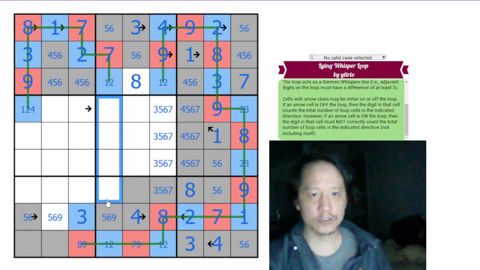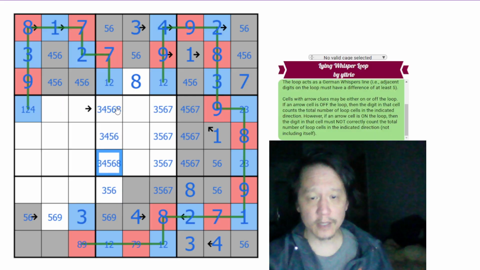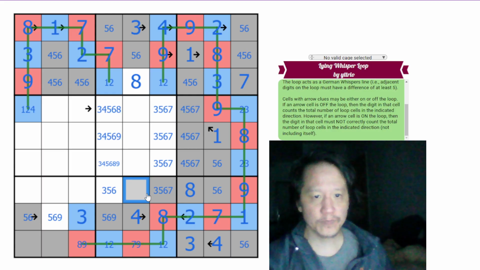This cannot be 1, 2, or 7, so it could be 3. This can't be 4 here. So this is 4, 3, 4, 5, 6, and then 8. So 8 could be here, here, 5, 6. 8 is either here or here, and then 9 can be one of these two.